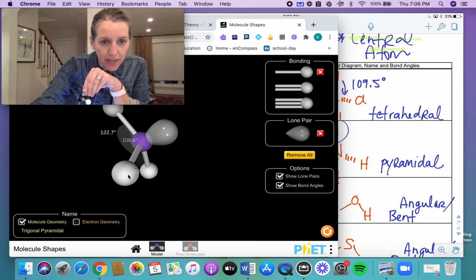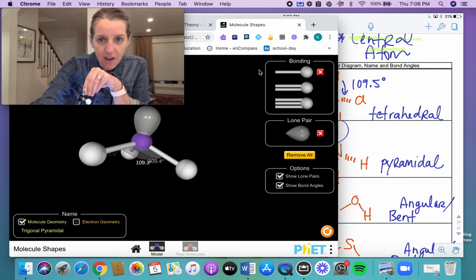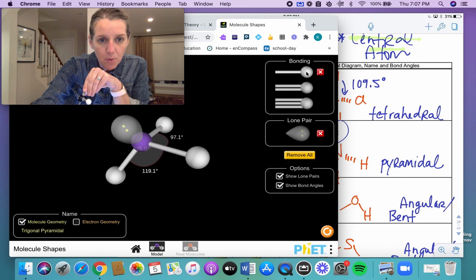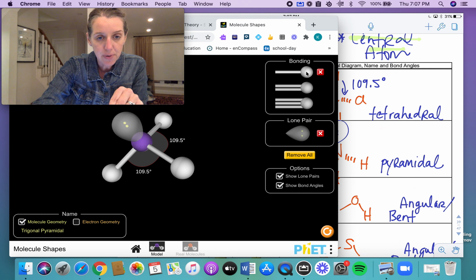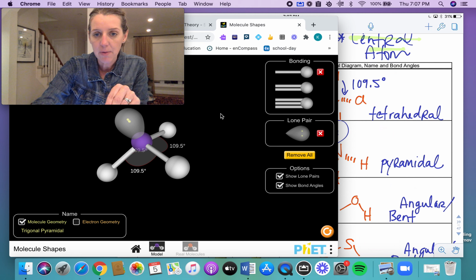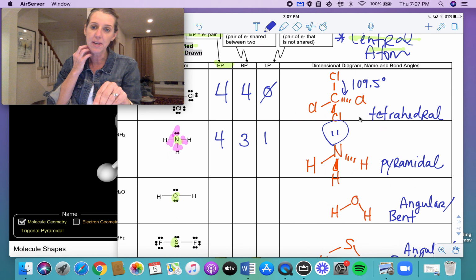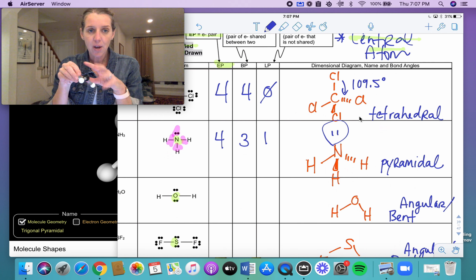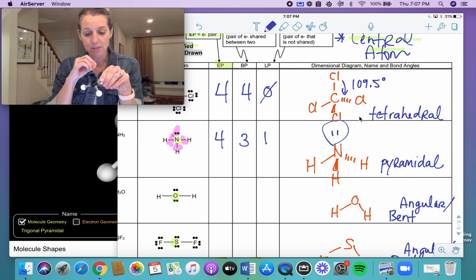It's still showing as 109.5, and every time I add more bonds to it that are bonded pairs of electrons, it will change the shape a little bit, okay? Now, this probably wasn't the best example to use for this one, because the angle that we're going to end up using is generally about 107 degrees, because it sneaks these down just a little bit because the lone pair of electrons takes up more space, okay?